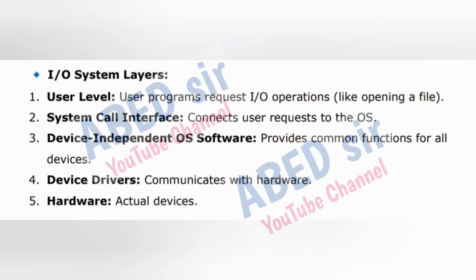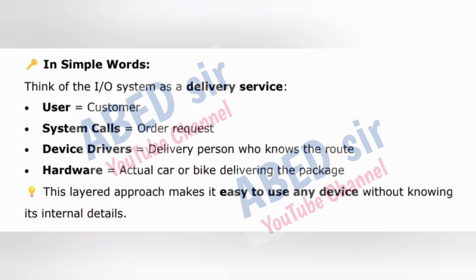I/O system layers. 1. User level. User programs request I/O operations, like opening a file. 2. System call interface. Connects user requests to the OS. 3. Device-independent OS software. Provides common functions for all devices. 4. Device drivers. Communicates with hardware. 5. Hardware, actual devices.